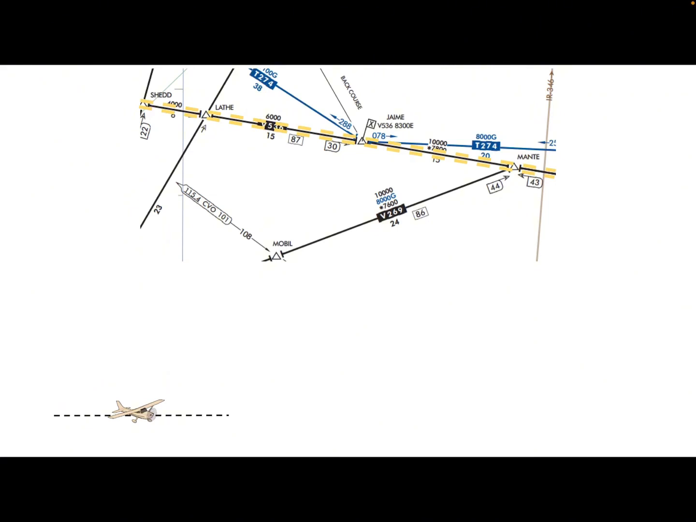So here, we're starting off with our yellow aircraft at position 1. Our first MEA along this route, going eastbound again, is 4,000 feet. So we want to be at or above 4,000 feet to meet our minimum altitude requirement.